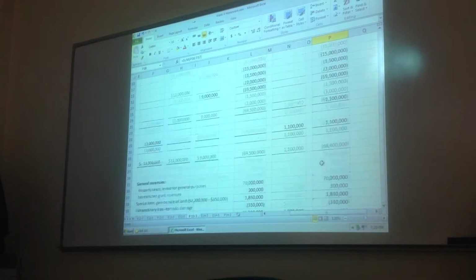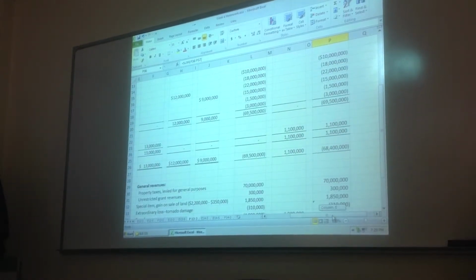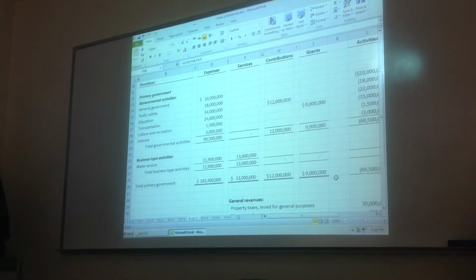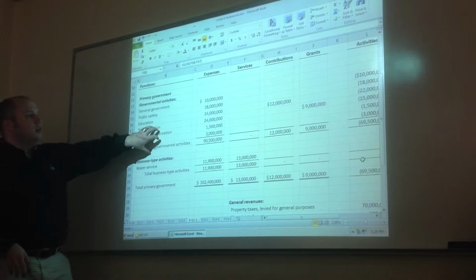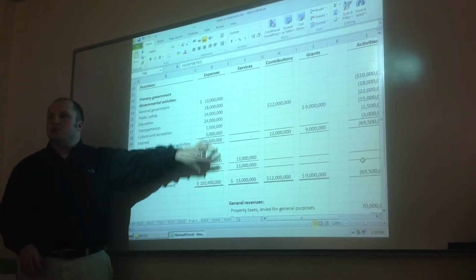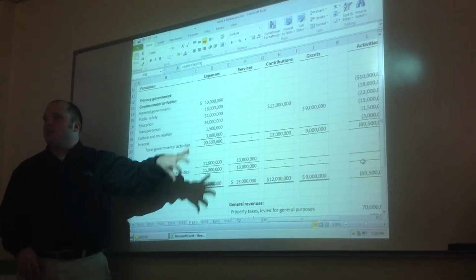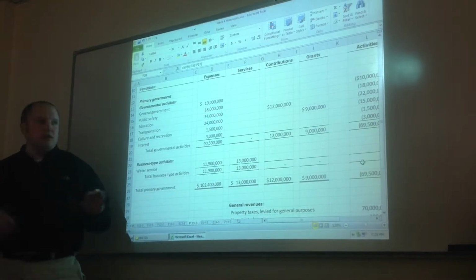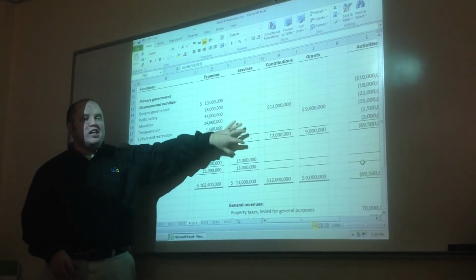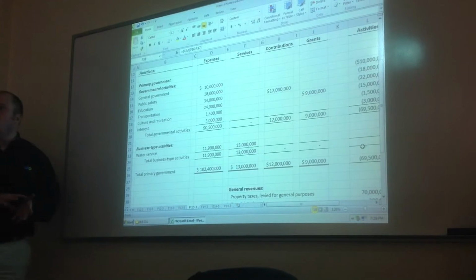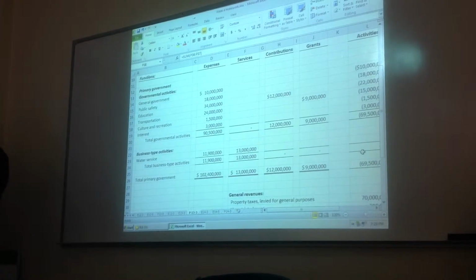Anything else we need to talk through on this? So, again, we're taking the governmental pieces that we've done for each statement. That's what we've been doing for a couple weeks, right? Coming up with these statements. Now we are combining them with our enterprise funds.